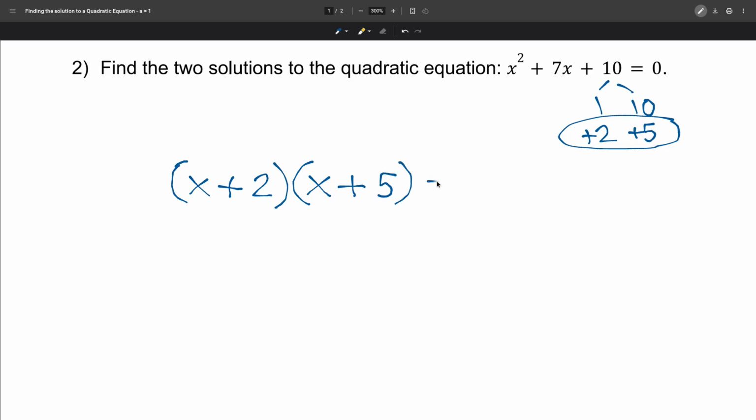And we're going to set that equal to 0 because it does equal 0 here. And now we're going to set each of the individual factors equal to 0 to solve for x. So we're going to say x plus 2 equals 0, and x plus 5 equals 0.